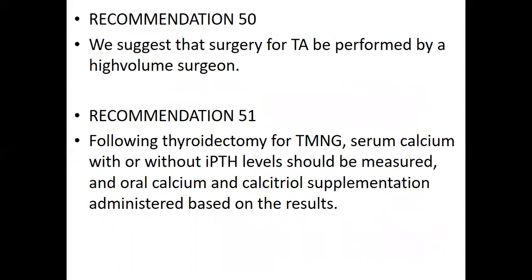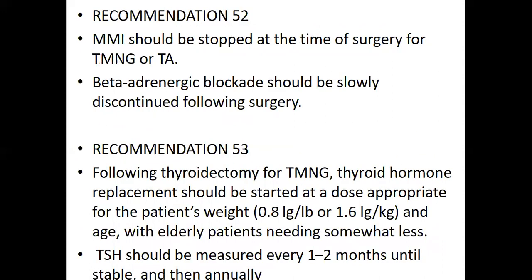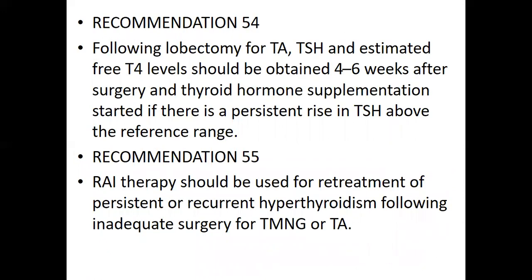Following thyroidectomy for toxic multinodular goiter, serum calcium with or without intact PTH levels should be measured, and oral calcium and calcitriol supplementation administered based on the results. Methimazole should be stopped at the time of surgery for the toxic multinodular goiter or the toxic adenoma. Beta blockers should be slowly discontinued following the surgery. Following thyroidectomy for the toxic multinodular goiter, thyroid hormone replacement should be started at a dose appropriate for the patient's weight and age, with elderly patients needing somewhat less dosage. TSH should be measured every 1 to 2 months until it stabilizes, and then annually. Following lobectomy for the toxic adenoma, TSH and estimated free T4 levels should be obtained 4 to 6 weeks after the surgery, and thyroid hormone supplementation started if there is a persistent rise in TSH above the reference range.